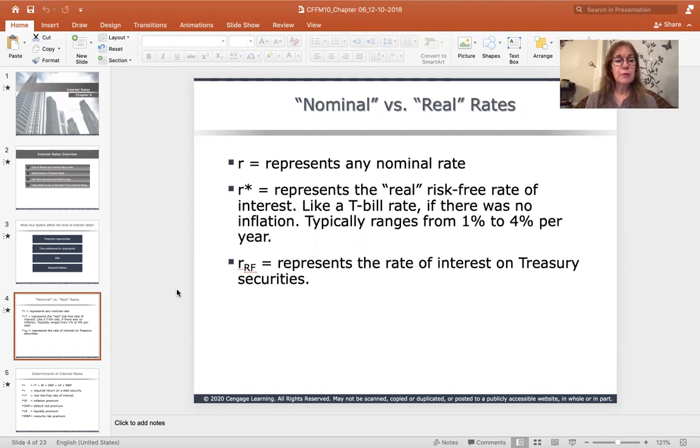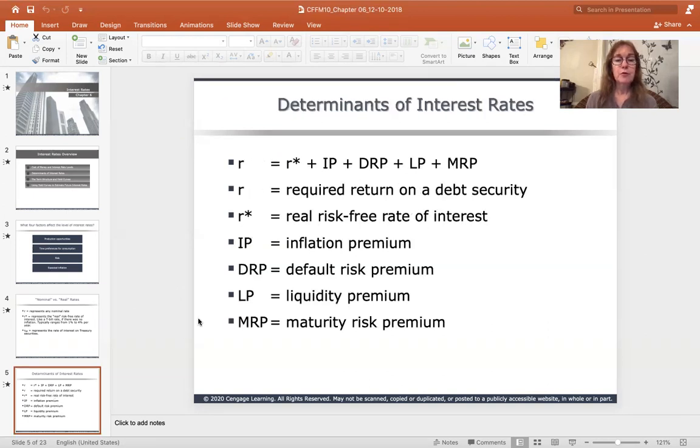Now, there's several components. I'm going to come back to this slide. There's several components that make up interest rates. So this is the formula. R is the nominal interest rate, and the nominal interest rate is the stated rate. So if a company issues bonds and they're paying 8% on their bonds, that's the stated interest rate or the nominal rate. And so these are the determinants that make up the interest rate.